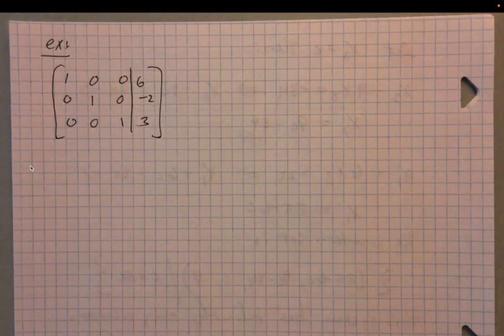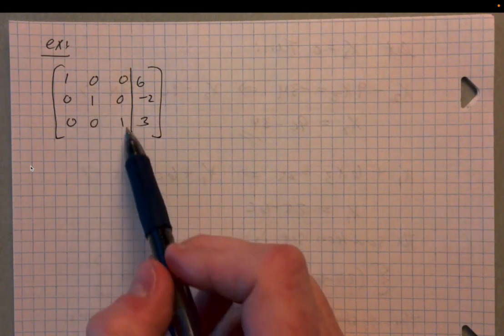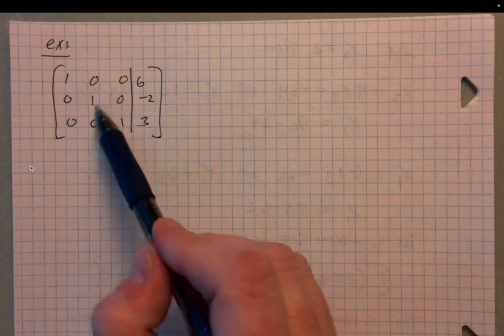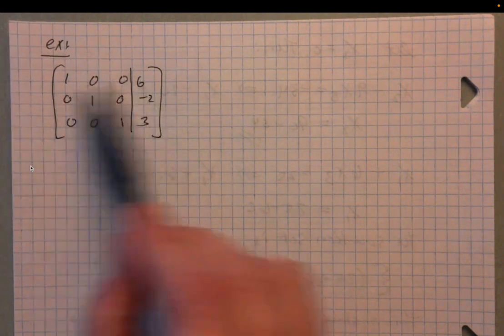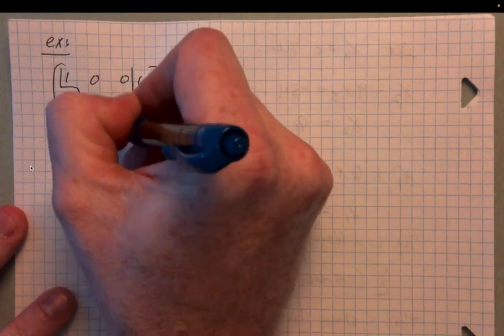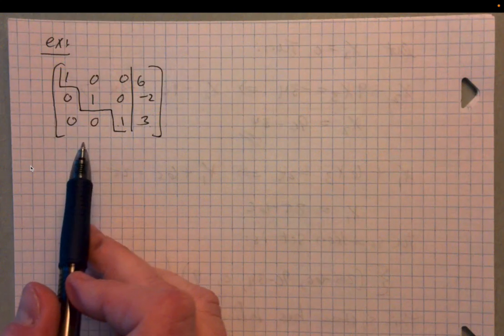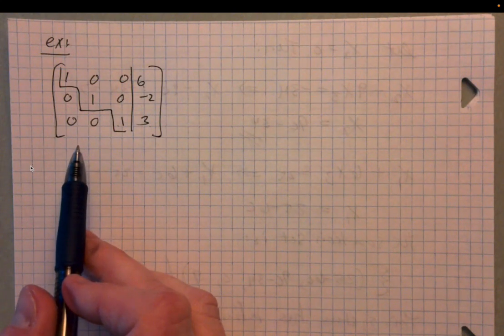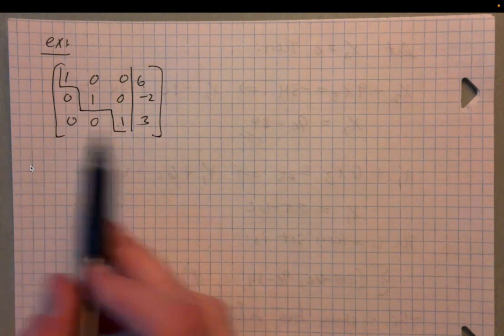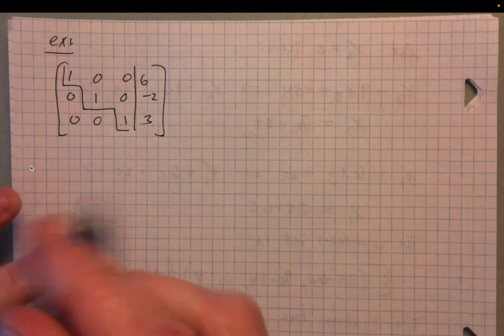This would be a nice system. This would be a great solution. You've got a unique solution. You can read it right off. x3 is 3, x2 is negative 2, x1 is 6. So this would be an example of RREF, right? You've got the stair-step pivots. You've got zeros above and below the pivots. We don't have a row with all zeros, but if we did, we would put it at the bottom. And so this is a perfect example.